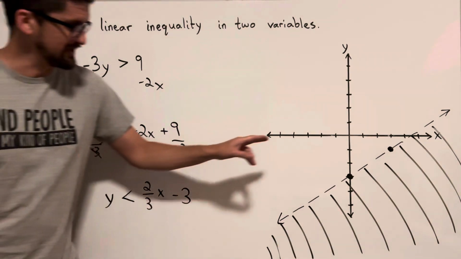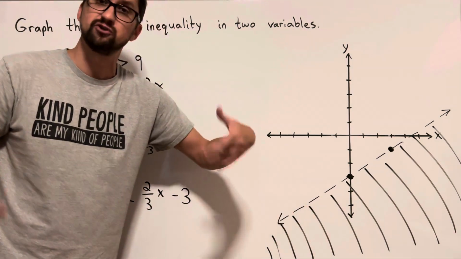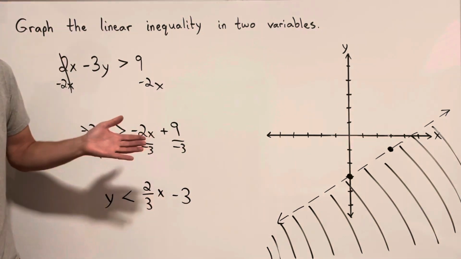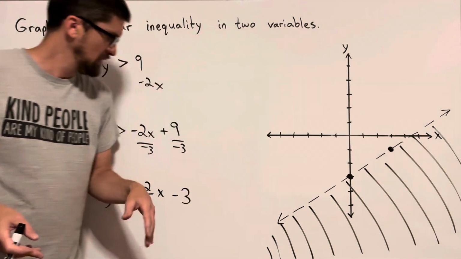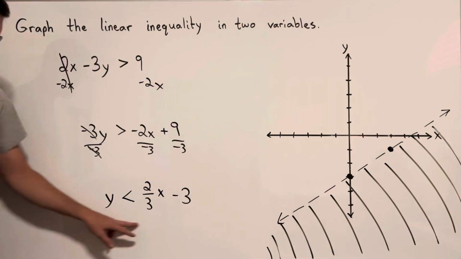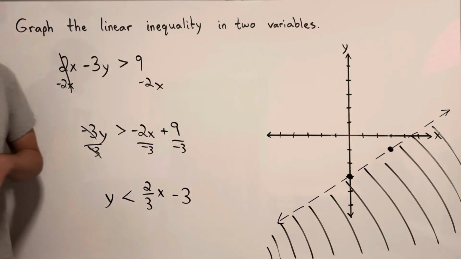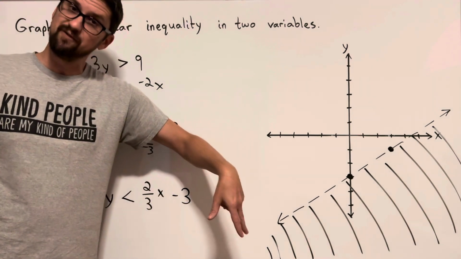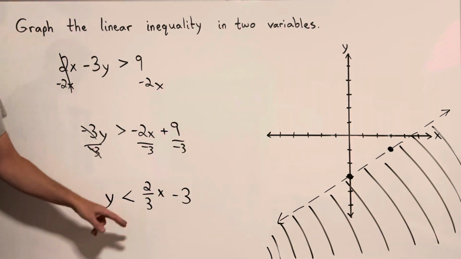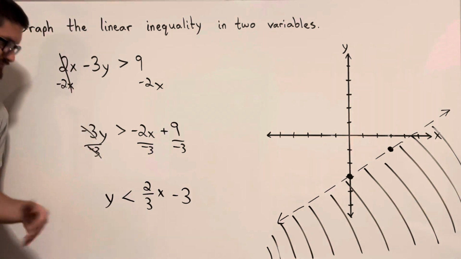Another way to do it is to pick a test point on one side. If it's true, then that's the true side, so shade that side. If it's false, then you shade the other side. But since I graphed it by putting it in mx plus b form, I can simply look at the sign. If it's less than, you shade below. If it's greater than, you shade above. Ours was less than, so I shaded below. There you go.